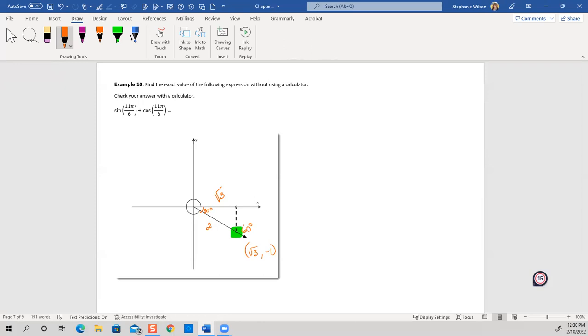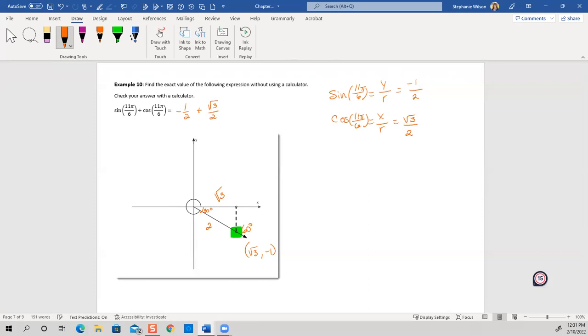So let's write it over here. Sine. And we're going to have 11 pi. Let's not forget, on our notation, is y over r. Well, y is going to be, look at our ordered pair here. We got y is negative 1, and my r is going to be 2, because remember, it's the longest side. So I know that so far, sine of 11 pi/6 is negative 1/2. Plus, now let's look for the cosine. Well, cosine is x over r, which is square root of 3 over 2. So now I got square root of 3 over 2.